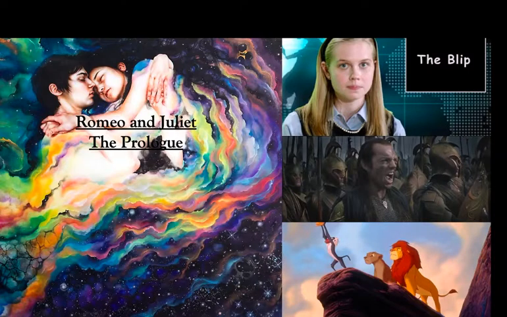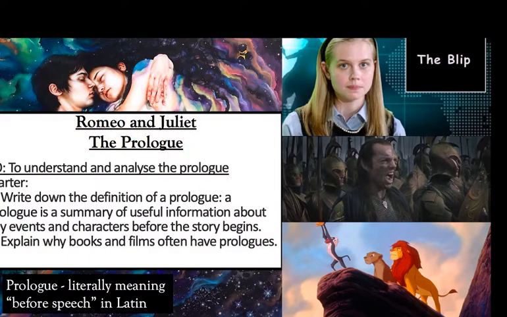So, a prologue then. You might want to think about different prologues that you've seen in films, in TV shows, etc. The three on the right hand side, which you might recognise. One is from the most recent Spider-Man, this one up here. This is from Lord of the Rings, and this from The Lion King. Now, what I'd like you to do first of all is, in a second, I'm going to ask you to pause the video, and I want you to answer these two questions.